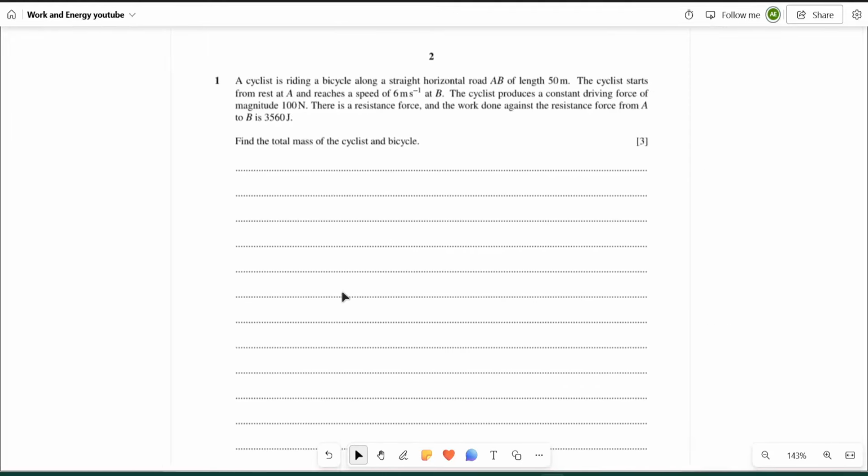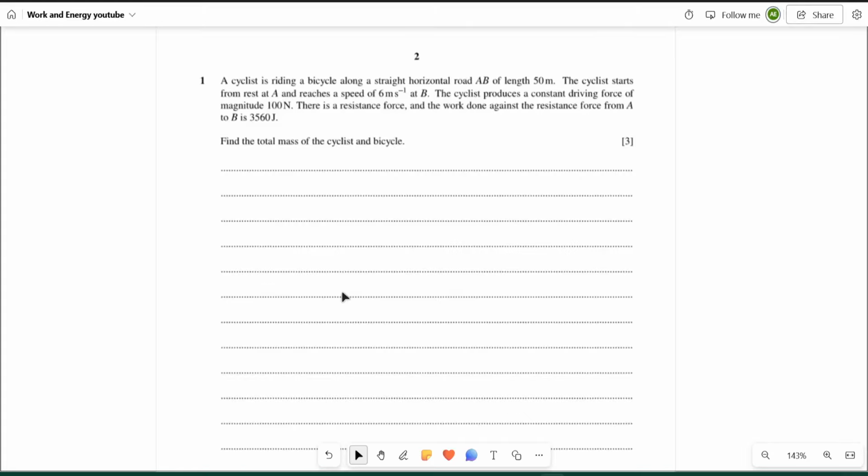Let's take it up a notch and try to solve harder questions. Now, this question says a cyclist is riding a bicycle along a straight horizontal road AB of length 50. The cyclist starts from rest at A and reaches a speed of 6 at B. The cyclist produces a constant driving force. Let me ask you, this driving force, it's an external force that gives energy into my system. So it's going to cause work into my system, okay? So the constant driving force is 100 newtons. There is a resistance force as well. So that tells me that I will also have a work out.